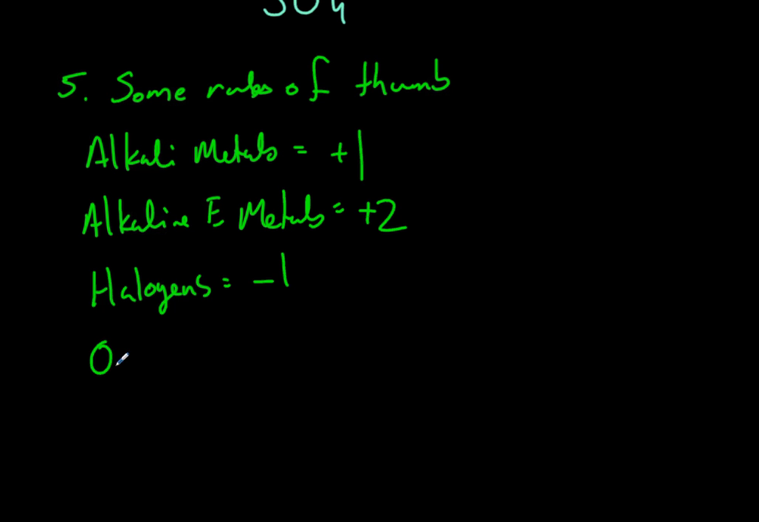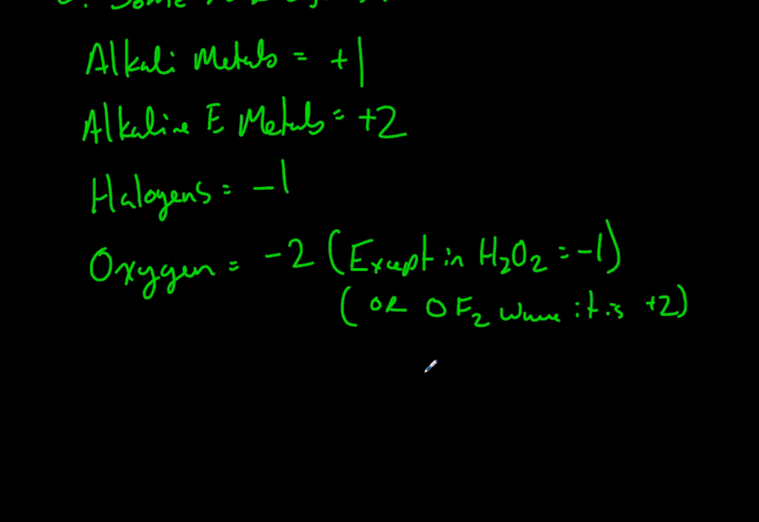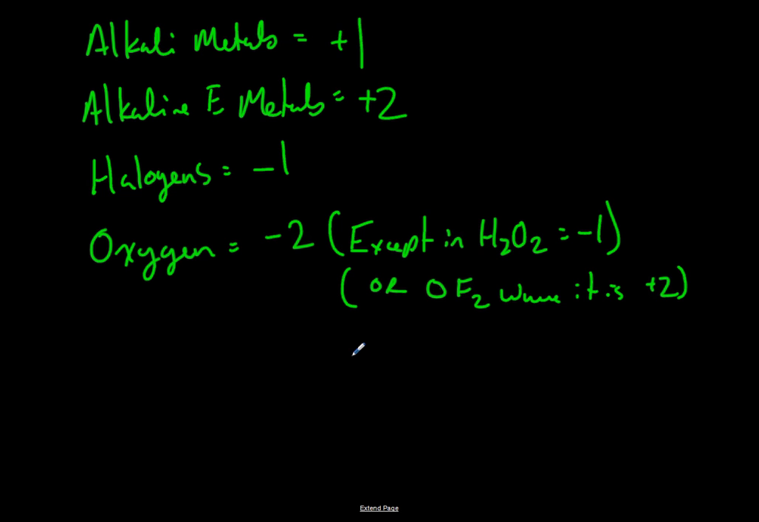Oxygen is pretty much always -2. There's one exception, except in hydroxide, where it is equal to -1. Actually, there's one other place: for OF2, where it is +2. Okay? Which probably makes sense because fluorine is actually more electronegative than oxygen.